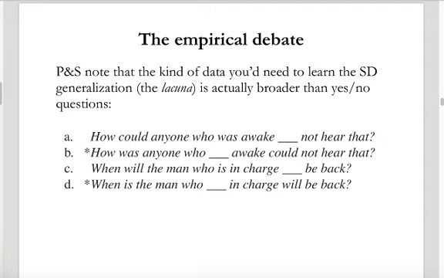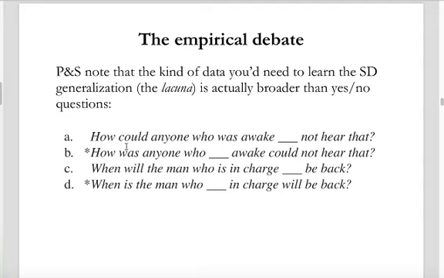Pullum and Scholz also note another reason to doubt that inaccessibility argument, because they point out that actually you could learn the structure-dependent generalization from sentences that are a little bit broader than only yes-no questions. And in particular, in English, WH questions take the main clause auxiliary with them when they move to the front of a sentence. So in these examples, this is not a yes-no question. It's a WH question, even though how doesn't technically start with WH. How could anyone who is awake not hear that?